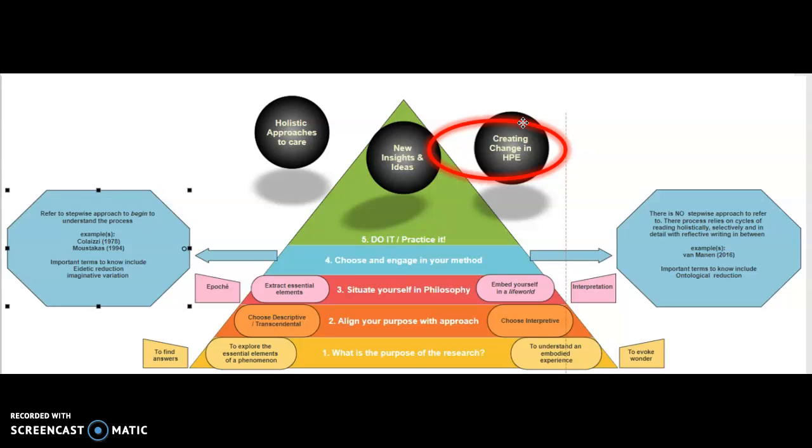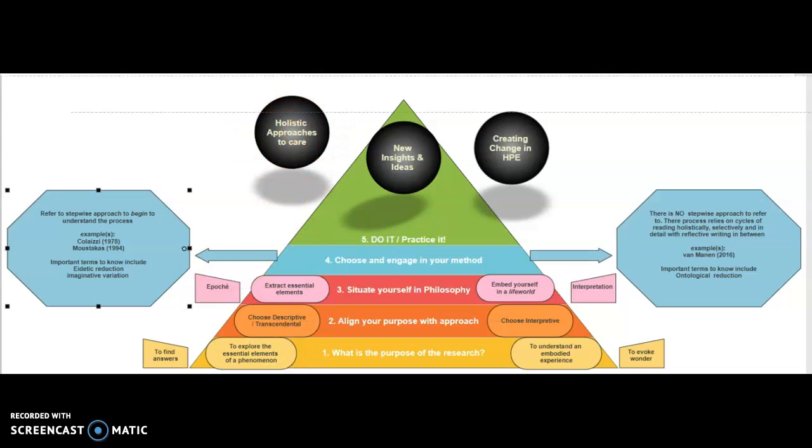Also, phenomenology supports a holistic approach to care, and given that patient-centered care is at the heart of healthcare today, Gale talks about how phenomenology can move us away from these ready-made models of care and really give patients a voice in their own care and informing change.